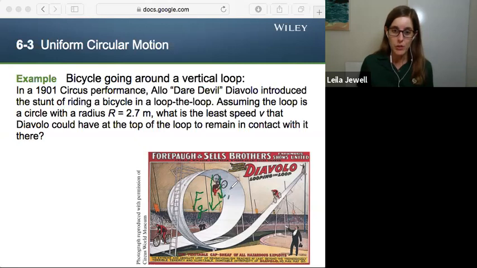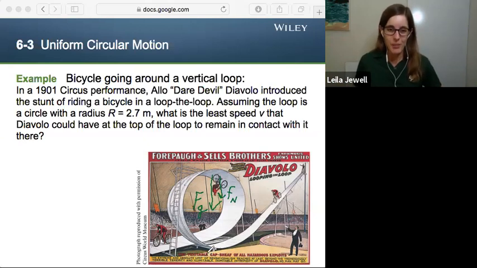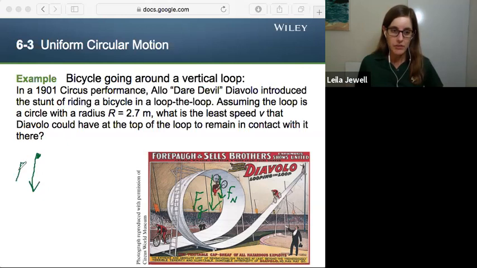So we now have two different forces pushing down, which seems like a problem. Well, it certainly makes it challenging to stay in the loop. That's where you have to keep traveling fast enough so that by the time you fall in, the track is still there as you're moving forward enough. But we can go ahead and make a free body diagram of this, right? Where we have the force of gravity, F sub g, pulling down on Diavolo, and then the normal force is also pushing down.